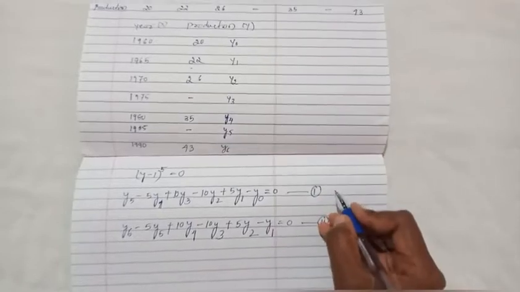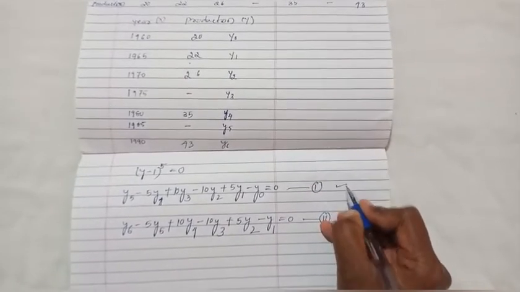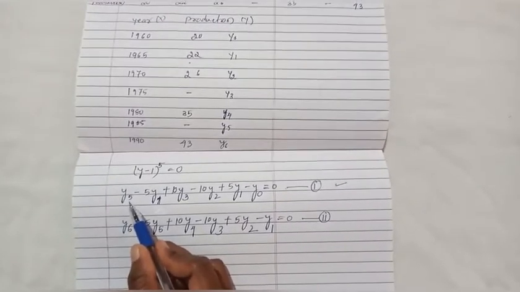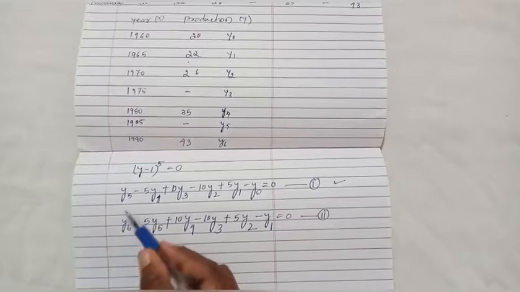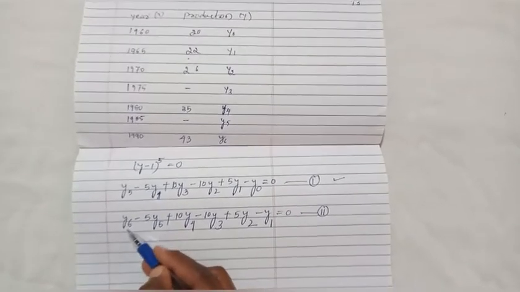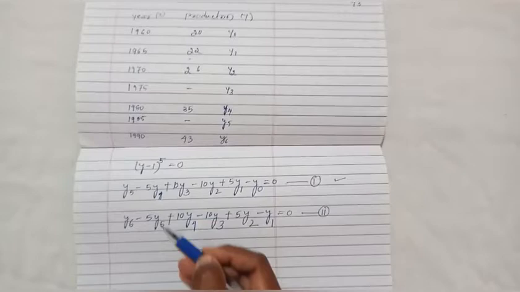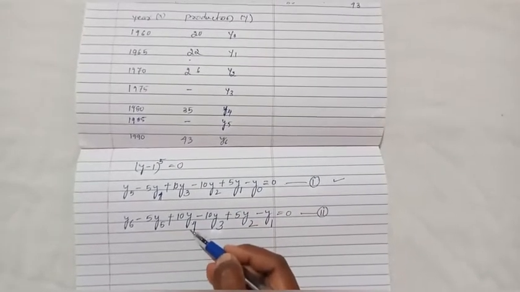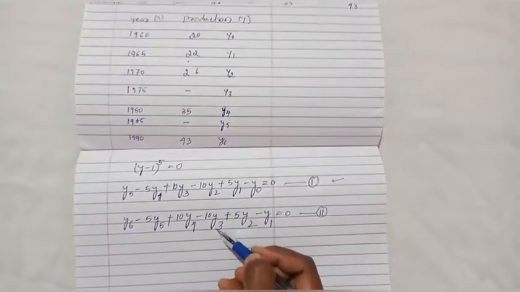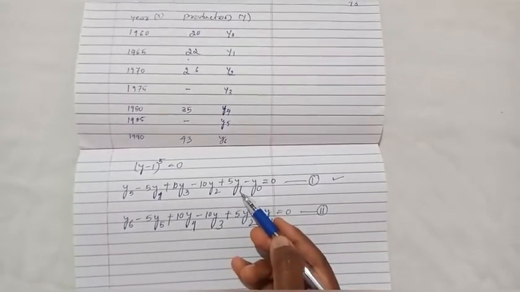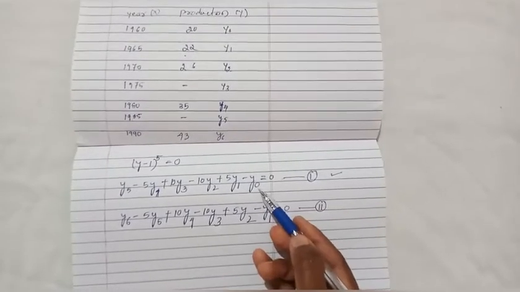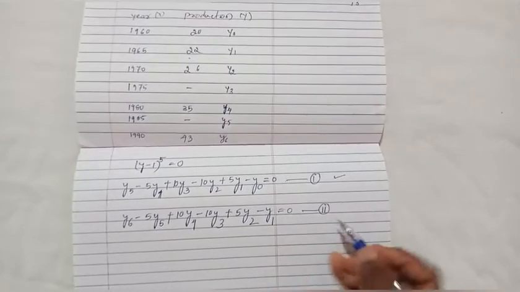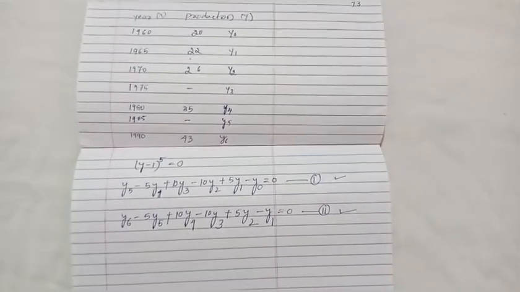The first equation we write according to Pascal's triangle. Then for the second equation, we only change the subscript. Whatever subscript you have, just add one and write. Here we have y5, write y6. Here we have y4, write y5. Here we have y3, write y4. Here y2, write y3. Here y1, write y2. Here y0, write y1, is equal to 0. This is equation 2.